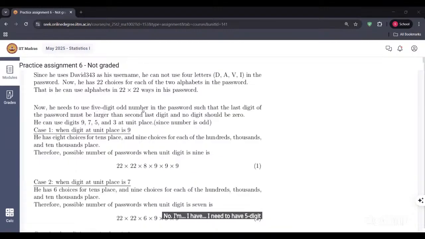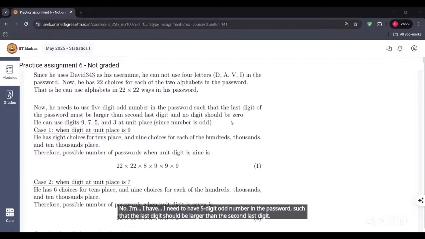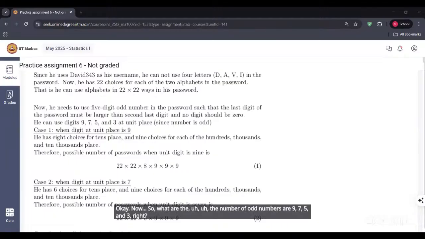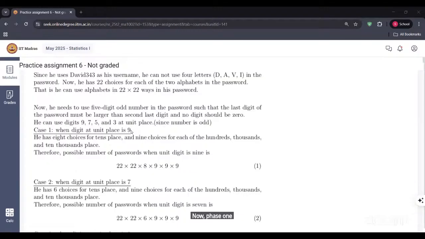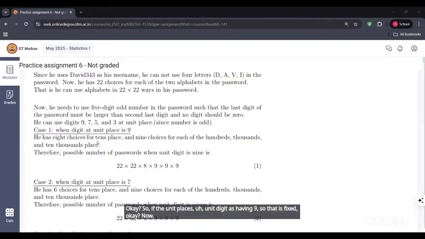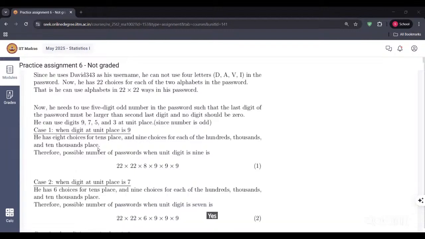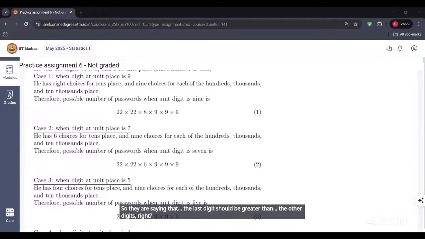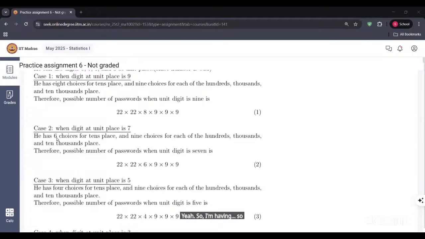Now, I need to have a 5-digit odd number in the password such that the last digit should be larger than the second last digit and no digit should be 0. This is the condition. The odd digits are 9, 7, 5, and 3. Case one is when the unit place is 9. So that is fixed. Now, 8 choices for the tens place, and 9 choices for the hundreds, thousands, and ten-thousands places. Similarly, if I'm taking 7 in the ones place, they are saying the last digit should be greater than the other digits, so I would have 6 choices for the tens place.